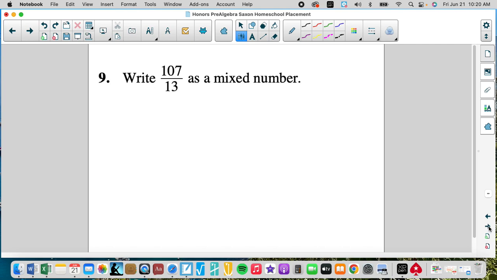Number 9, write 107 over 13 as a mixed number. This is an improper fraction, and we're going to see how many 13ths go into 107. So we're going to divide 13 into 107. 13 doesn't go into 1, doesn't go into 10, goes into 107. Let's try, what's that? Let's try 8 times. 3 times 8 is 24. 104, that's pretty good. That's 8. 104. We're going to subtract, that's 3. We'll take the leftover and put it over 13.